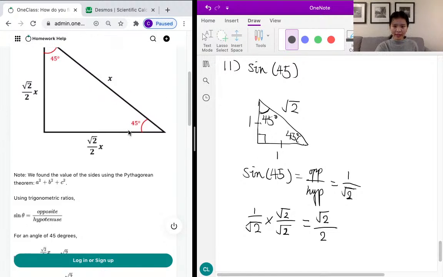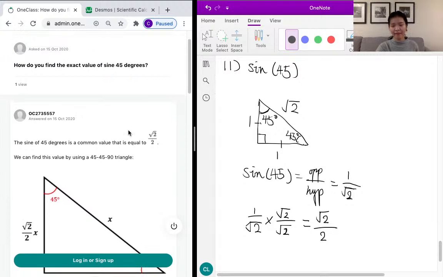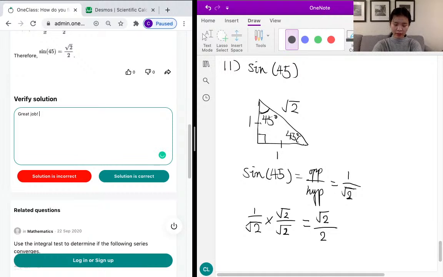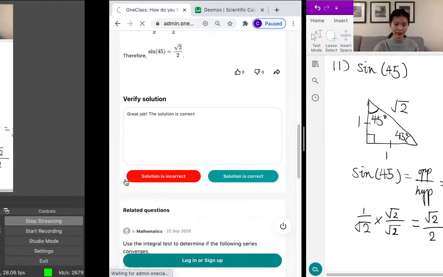Okay, so that's how we find the exact value of sine 45. And let's just say, great job. The solution is correct. Perfect. Let's move on to our next problem.